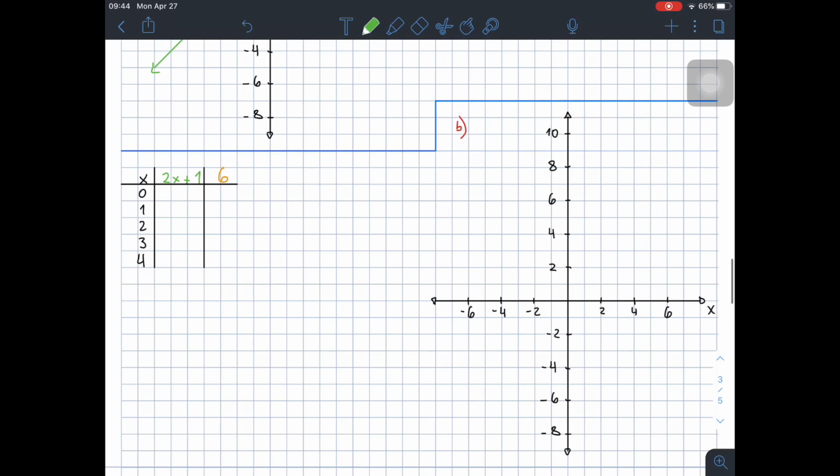And 2 is included in the first function we have here. So for 0, we need to evaluate in this one. This would be 2 times 0 plus 1, which is 1. Then for 1, 2 times 1 plus 1, that's 3. And for 2, 2 times 2 is 4, and 4 plus 1 is 5.